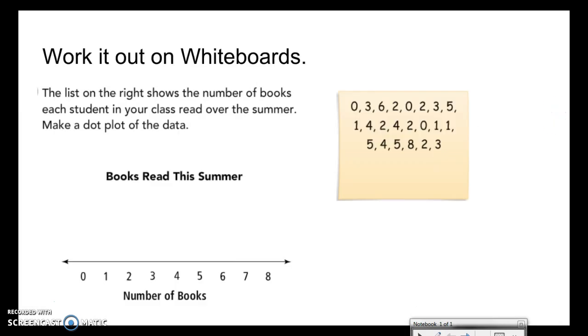Alright, so work this one out. They already gave you your number line. So at this point, all you're doing is putting down the amount of times each number was repeated. Somebody asked, how many books were read this summer? Alright, some kids didn't read any books. Some kids read a lot of books. So see if you can figure it out by yourself, and then I'll reveal the answer to you.